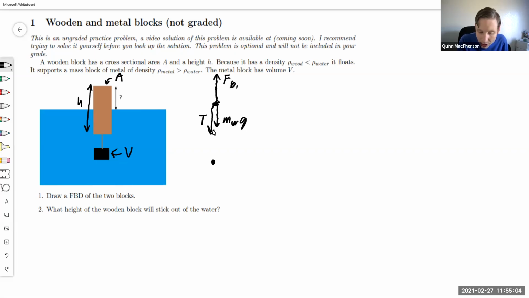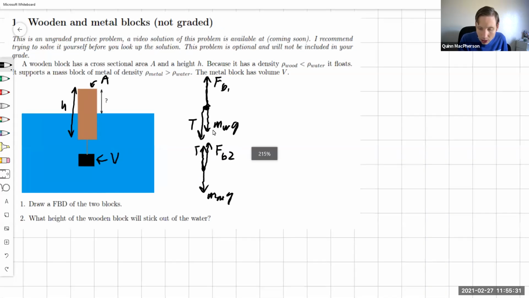Now let's look at the forces on the metal. We have an equal and opposite tension force upward. We also have the mass of the metal times G. And we also have a buoyancy force on the metal. The metal is also taking up volume, so it also produces a buoyancy force, buoyancy 2.